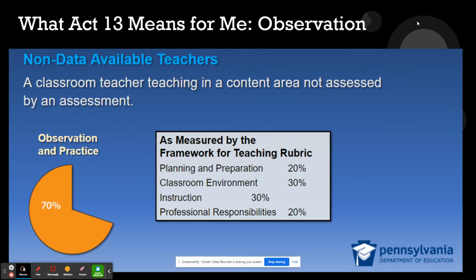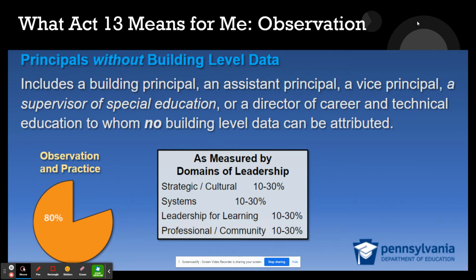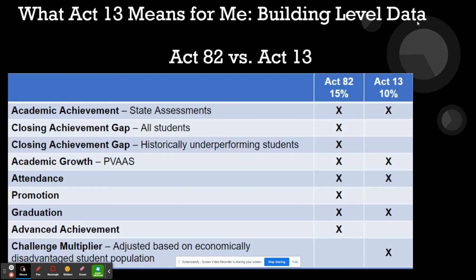The same thing goes if you're non-data. It just falls into 70% once again. If you are a temporary teacher, anybody who's been employed to perform duties for a limited time, your observation and practice will count for 100% of your Act 13 evaluation. Principals will have 80% on their observation and practice. The other 20% is based on the building score.